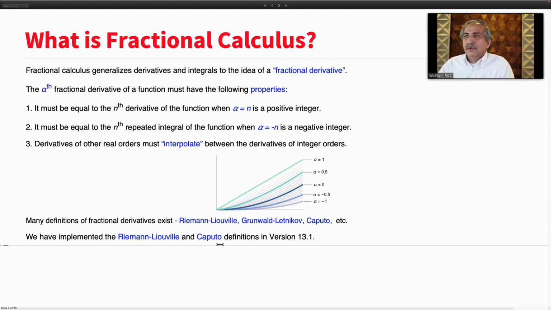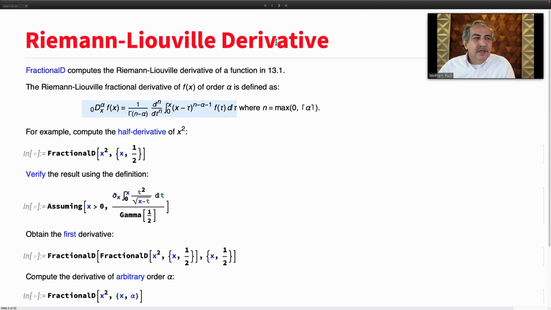Okay, so now I can talk about the first one of them, the most important one from a foundation point of view, that is the Riemann-Liouville derivative. We have a new function called FractionalD, and what FractionalD does is compute a Riemann-Liouville derivative of a function in version 13.1. This derivative is a mix of differentiation and integration. You do some integration here, some differentiation there, but how much you do depends upon the value of alpha. Alpha could be any number, and n is an integer. This here is the formula for Riemann-Liouville differentiation.